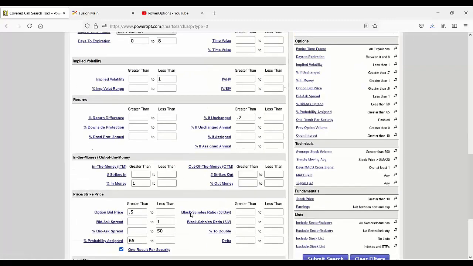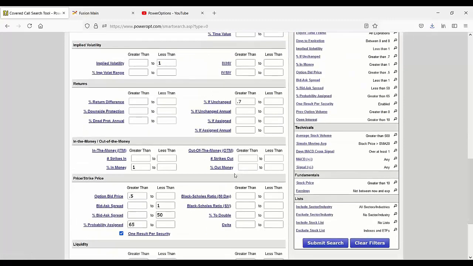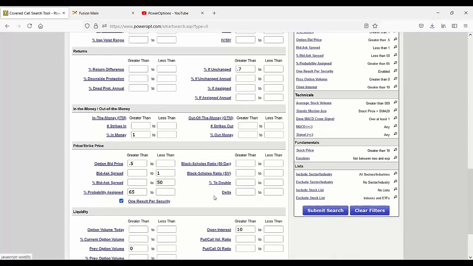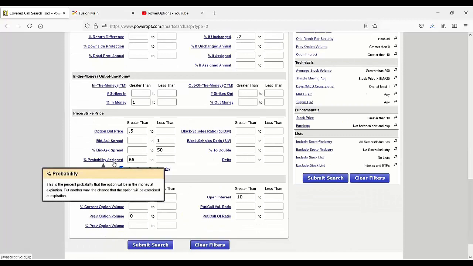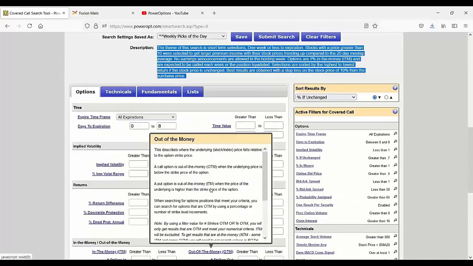Okay, kind of understand that. Oh, range, in or out of the money. Okay, here's delta, I've heard of that before. Probability, what's that? So you can just hover over it, you'll see a description there as well. But you want to get your hands dirty and start doing it.